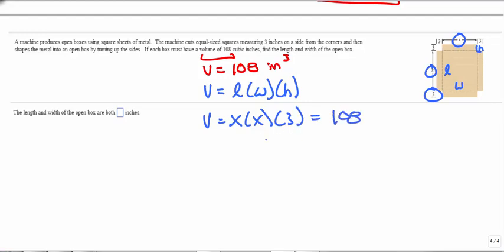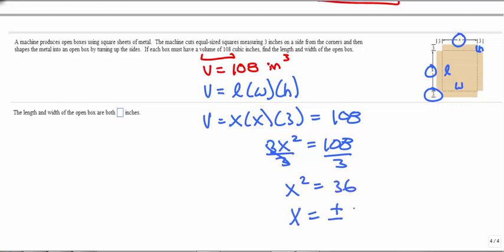So I basically have 3x squared equals 108. And then I solve from here. So I have x squared equal, 36 times 3 is 108. So 108 divided by 3 is 36. And I have x equal plus or minus 6. But a length of a box that's negative doesn't make sense, so we throw out the negative and I keep my 6. The length and the width of the open box are both 6 inches. So the diagram really helps in this case, but you do need to know the formula, the volume of a box, length times width times height, in order to solve.